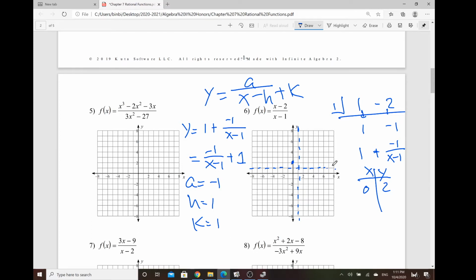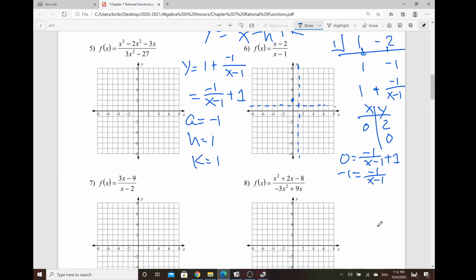And then for the x-intercept, we want to set y equals 0. So 0 equals negative 1 over x minus 1, plus 1. Subtract 1 from both sides, so we have negative 1 equals negative 1 over x minus 1. Then cross multiply: negative 1 over negative 1 is 1. So x minus 1 equals 1, which means x equals 2. So 2, 0.